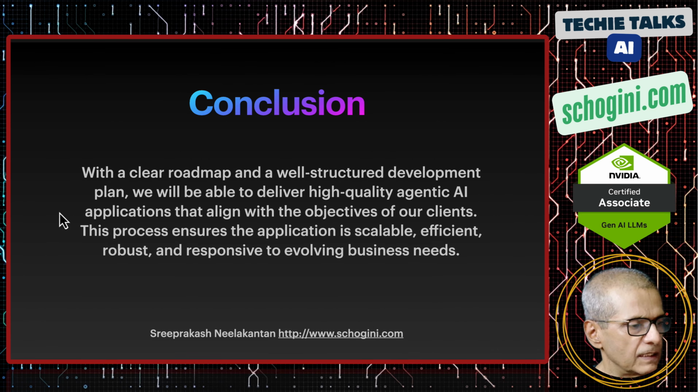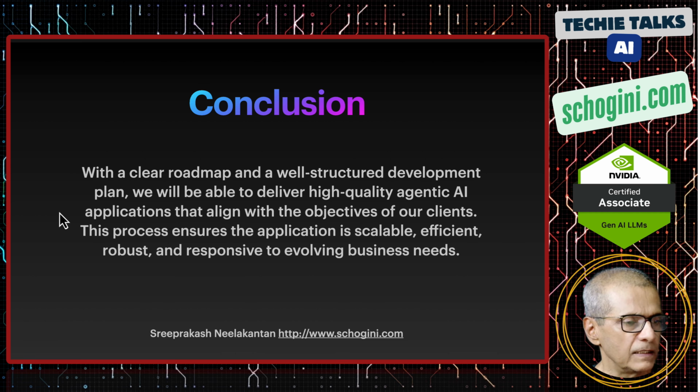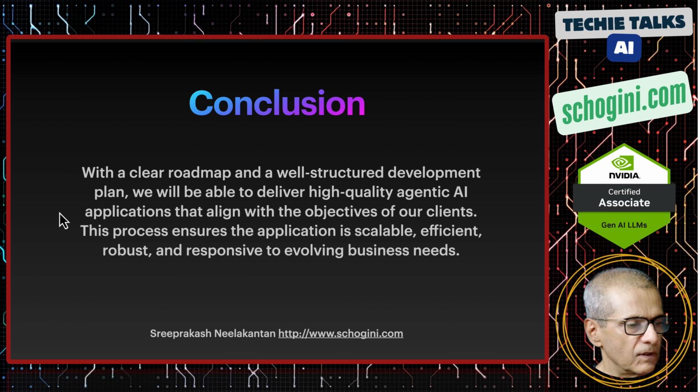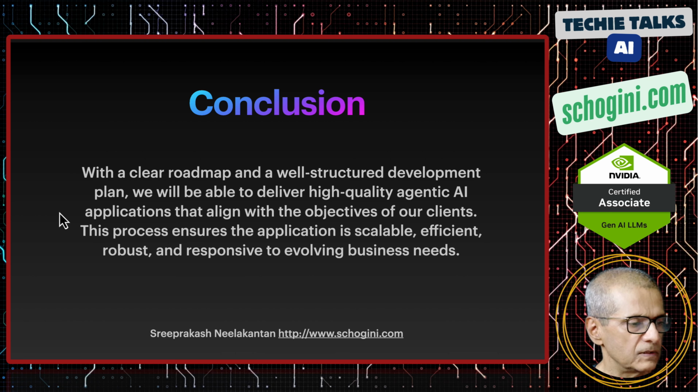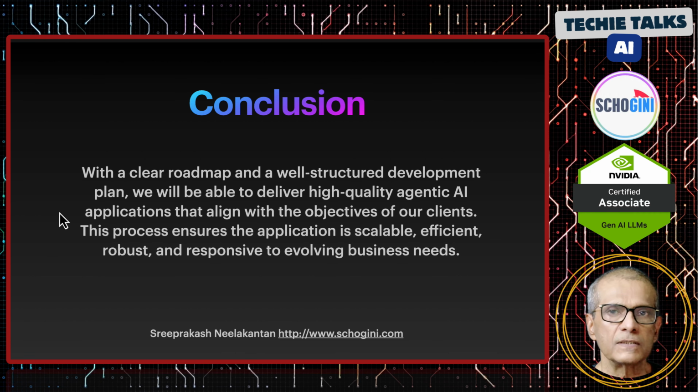So, conclusion: with a clear roadmap and well-structured development plan, we will be able to deliver high-quality agentic AI applications that align with the objectives of our clients. This process ensures the application is scalable, efficient, robust, and responsive to evolving business needs.